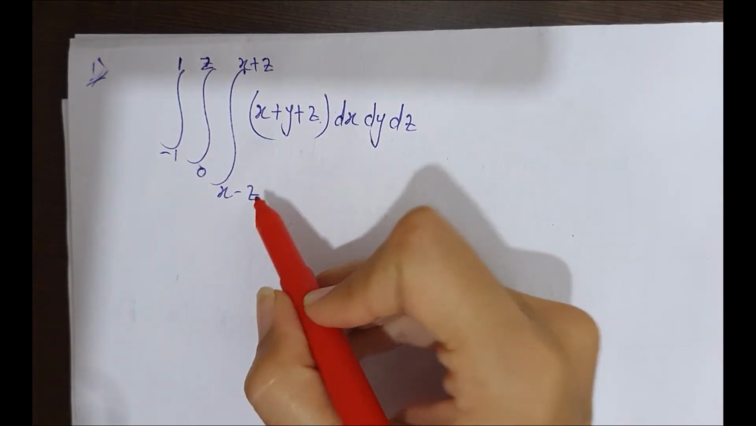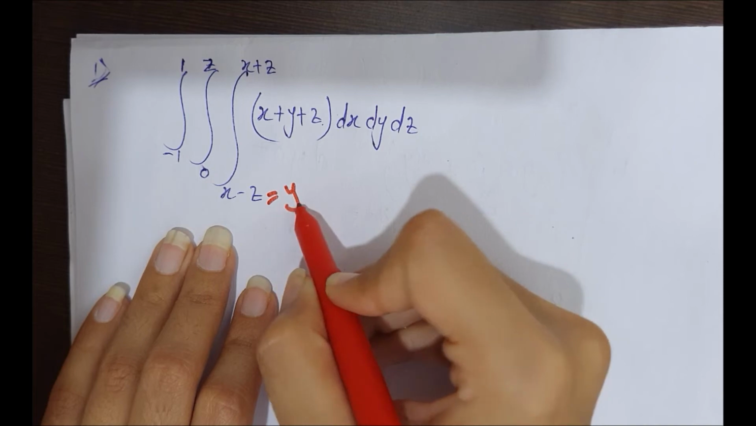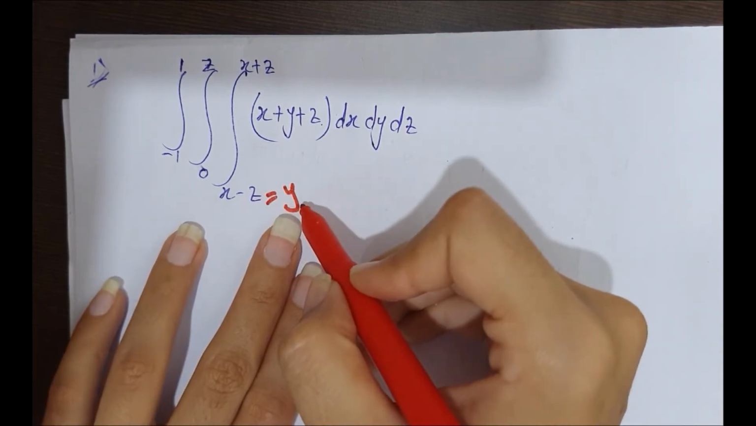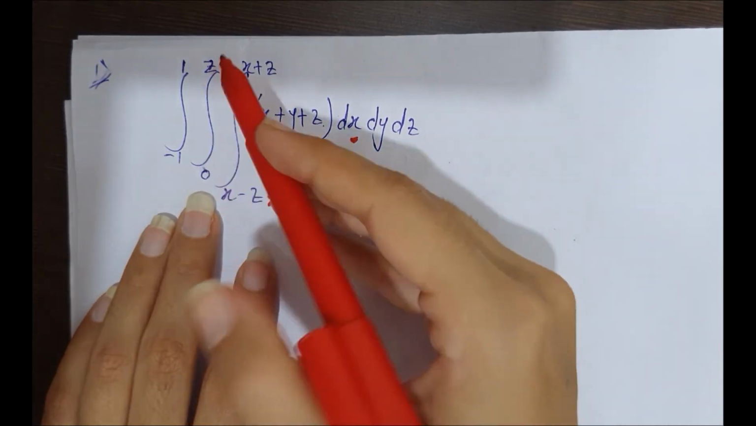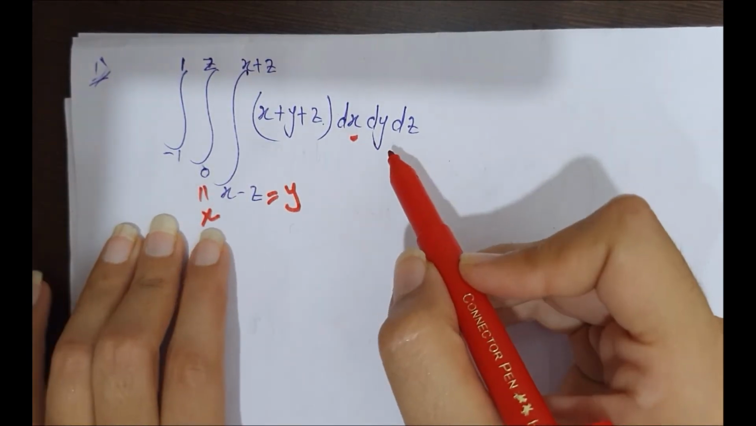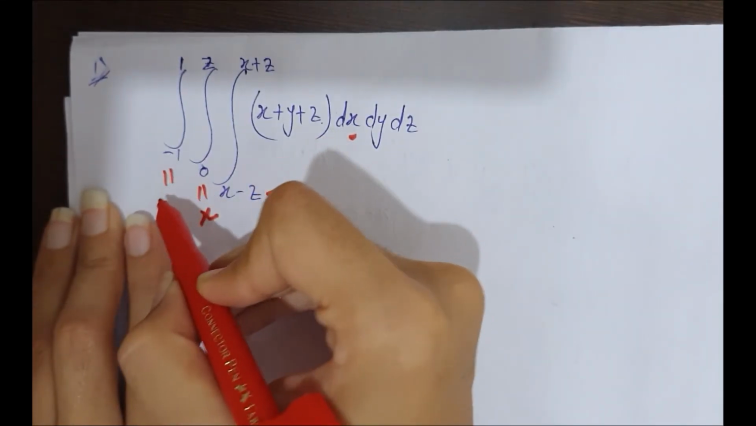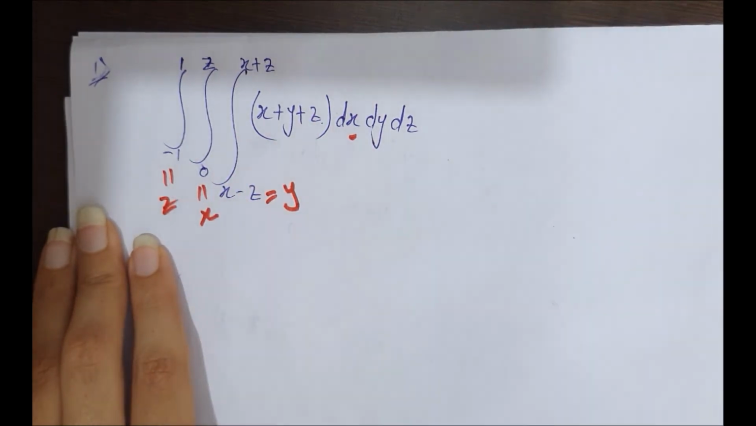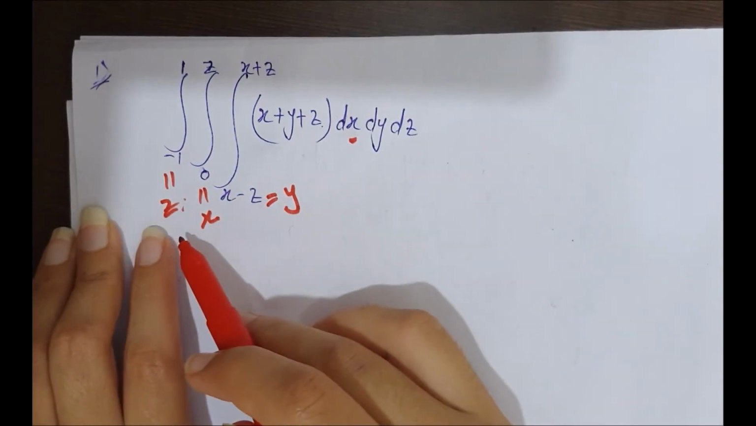Here the variable is xz, so this is the limit of y. Now we are left with x and z. Here the variable is z, so this is the limit of x. If we are done with x and y, we are only left with z, so this constant term is the limit of z. Now integrate it firstly with respect to y, then x, then z.